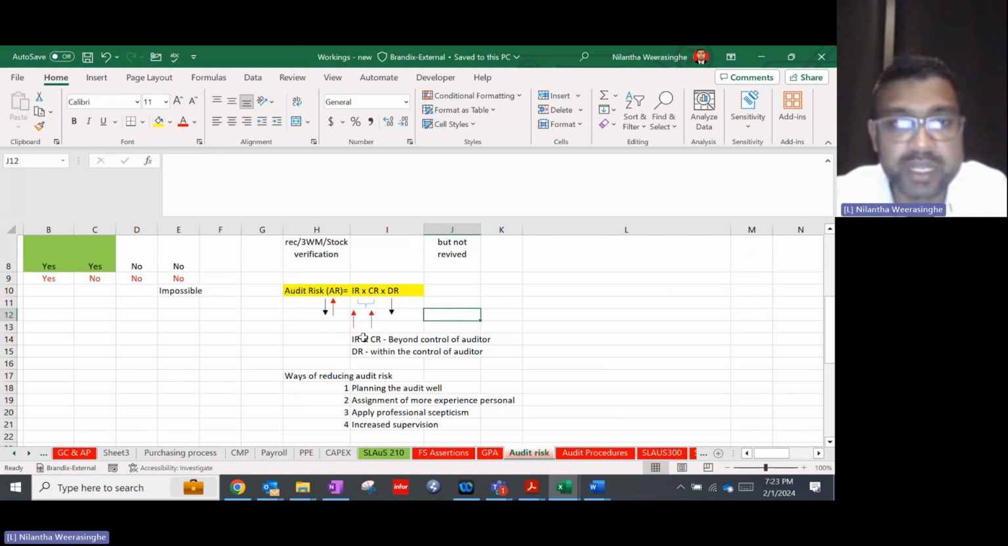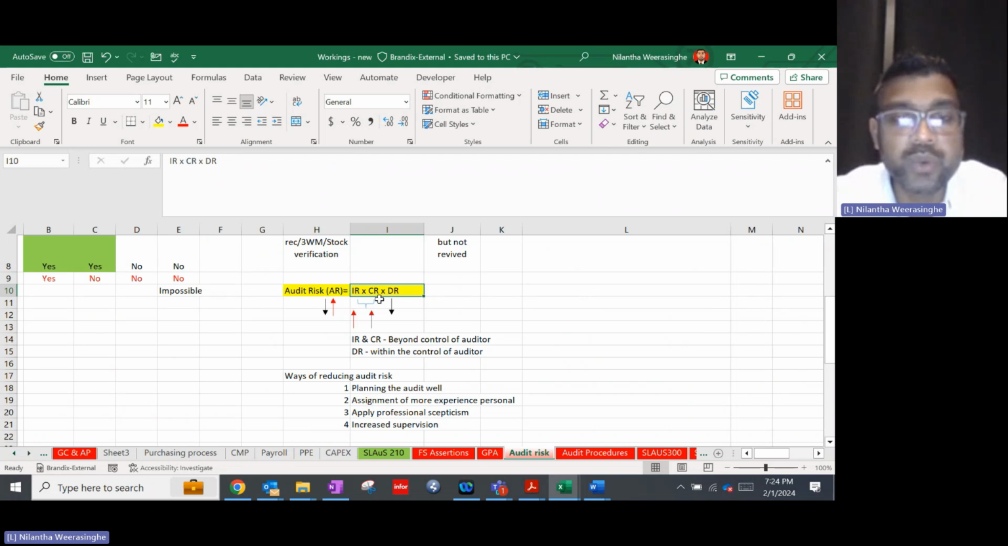When inherent risk and control risk increase, audit risk also increases. But the auditor's objective is to decrease audit risk. To decrease audit risk, what do you have to decrease? Detection risk, because the auditor can't control these two. That is within the business. Internal controls you can't control. So what can you control? Detection risk, because this is within the auditor's control, right? To reduce audit risk, you have to reduce detection risk.